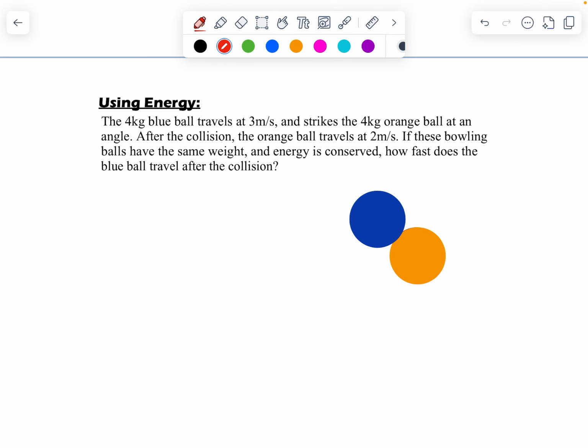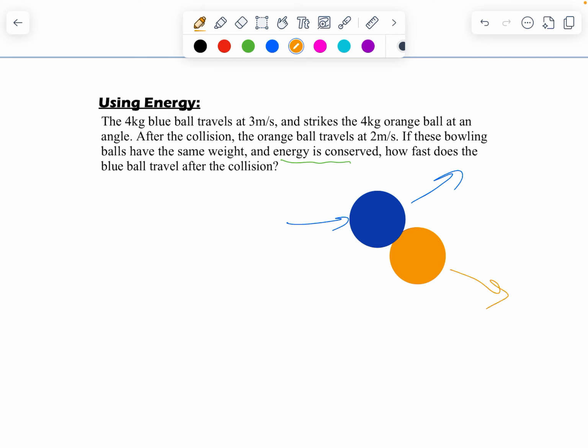So, a similar kind of problem. We've got a 4 kilogram blue ball traveling at 3 meters per second that strikes a 4 kilogram orange ball at an angle. After the collision, the orange ball travels at 2 meters per second. If these balls have the same weight and energy is conserved, that's the key. If energy is conserved, how fast does the blue ball travel after the collision? So the blue ball comes in, hits the orange ball, goes off at some angle, and the orange ball does too.